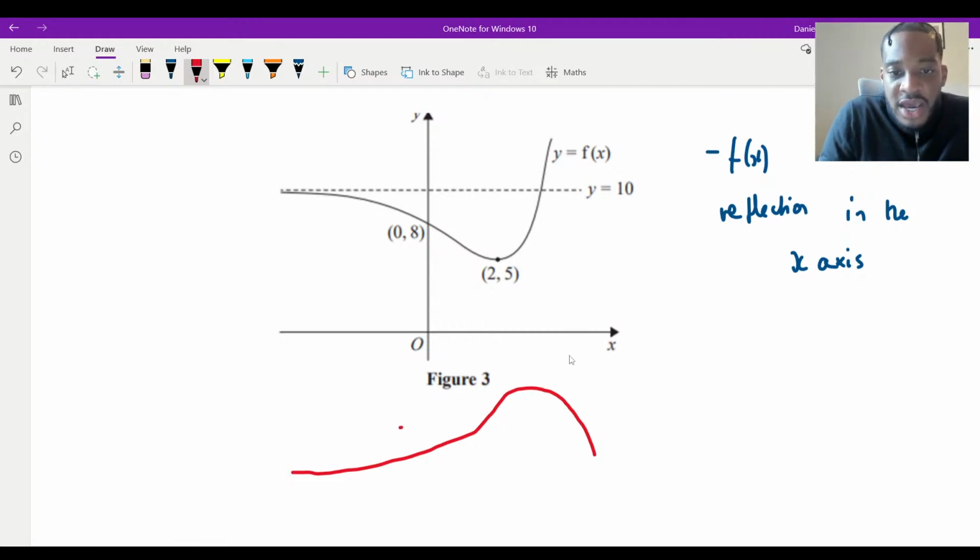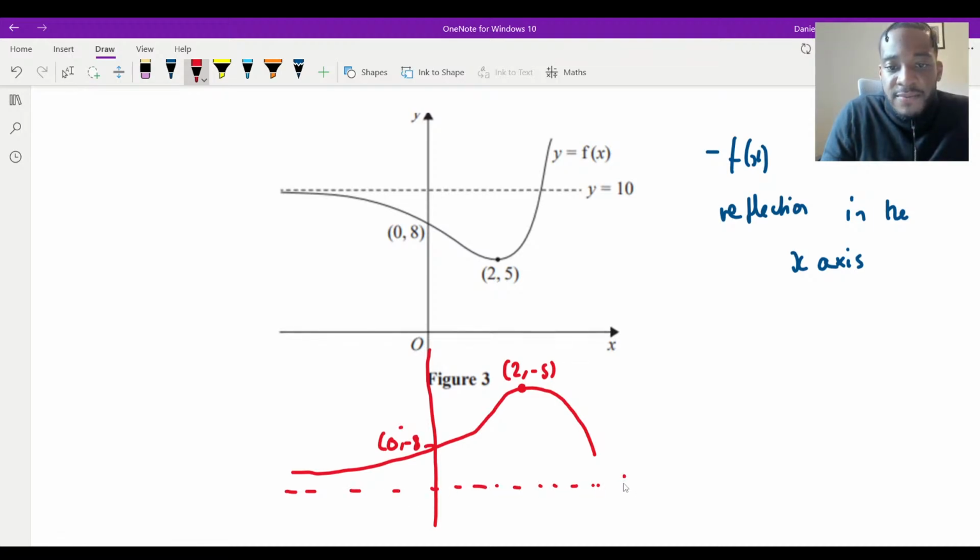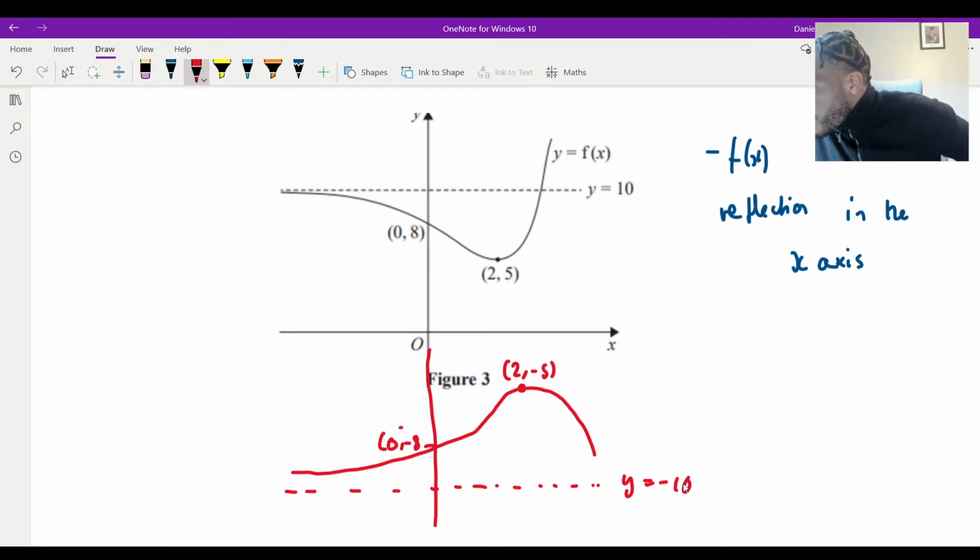So in this case, we can see quite clearly that that's going to be 2, -5. And then if I draw a line just to make it like that, that's going to be 0, -8. Like that. And then the asymptote, this is quite a bad drawing, sorry guys, is going to be at y equals -10. And that's it. Does that make sense? Yeah, this is Edexcel.